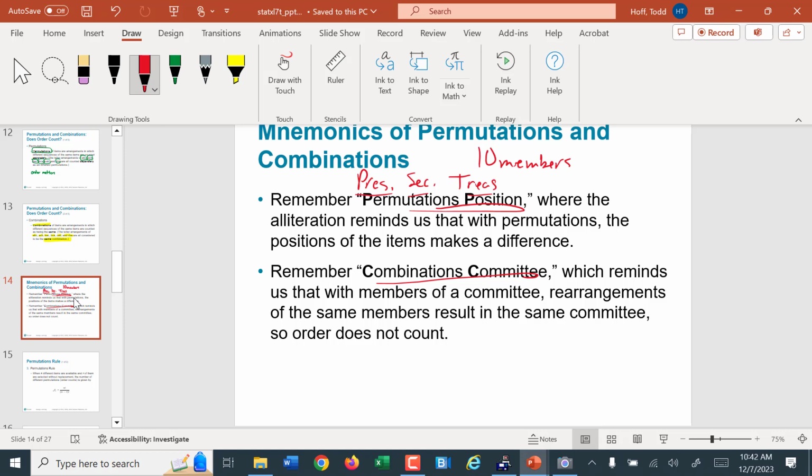It matters whether you're chosen for president or secretary. It makes a difference. That is a permutation because the order matters, different positions. If I just want to select a committee, I'm going to do roadside cleanup. So a 3-person committee. Nobody's in charge. All of them are going to do the exact same tasks. So there it doesn't matter. Order does not matter. If you're selected first or if you're selected third, you're on the same committee. You have the same responsibilities.